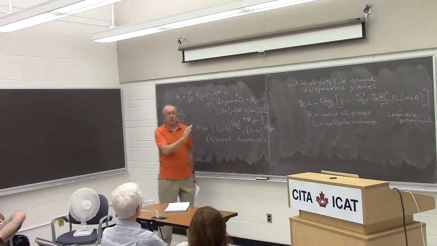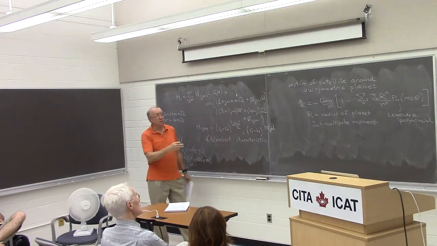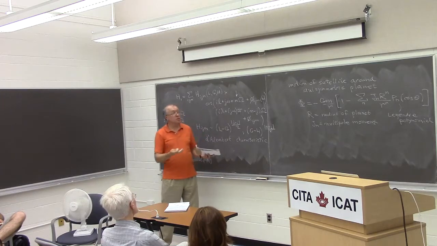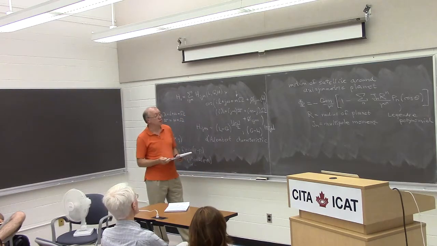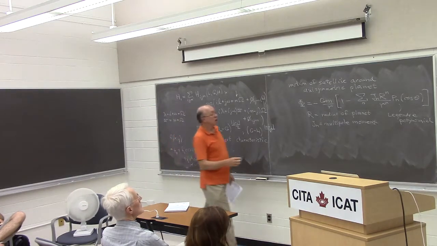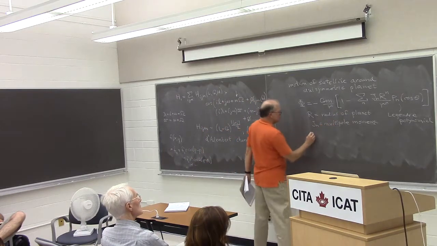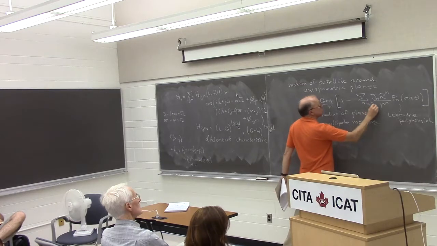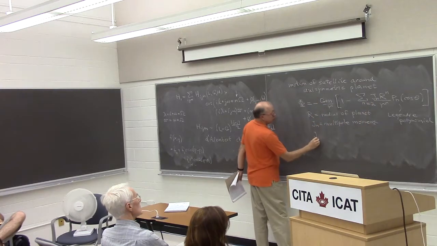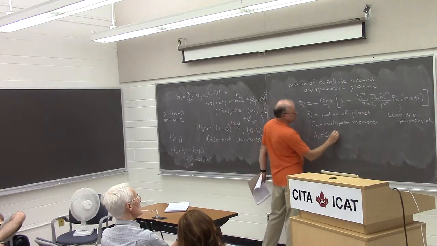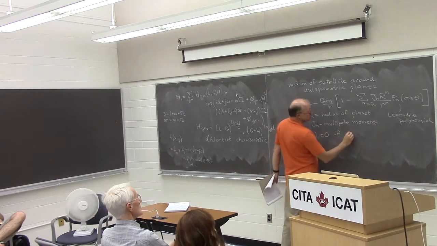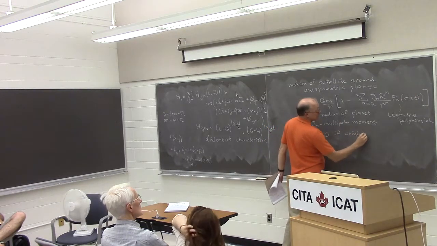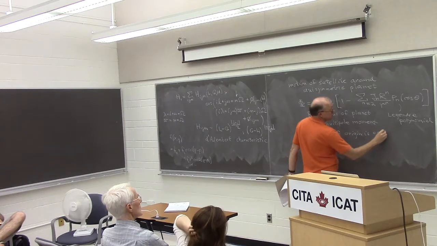The only physics in this equation is that outside the planet there's no mass, so you need a potential that's a solution to Laplace's equation. The other thing to notice here is that this sum starts at n equals 2. J1 is always 0 if the origin is the center of mass of the planet, which is the natural thing to assume.